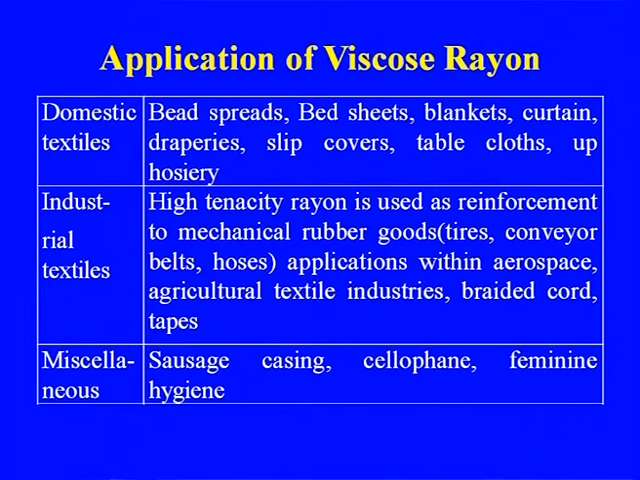Industrial textiles: high tenacity rayon is used as a reinforcement in mechanical rubber goods, tires, conveyor belts. So here the requirement is high tenacity rayon. Tires, conveyor belts, hoses, applications within aerospace, agriculture, the textile industry, and then braided cords and tapes. Miscellaneous uses may be in sausage casing, cellophane, and then feminine hygiene.